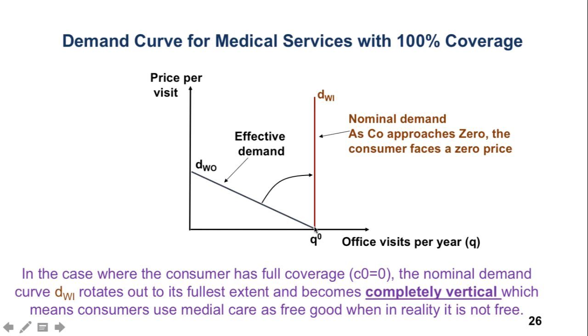There is a zero price for consumers, so consumers are going to fully demand the full amount of office visits per year at zero price. So in the case where the consumers have full coverage, the nominal demand curve rotates out to its fullest extent and becomes completely vertical, which means consumers use medical care as a free good, when in reality it is not a free good, right?